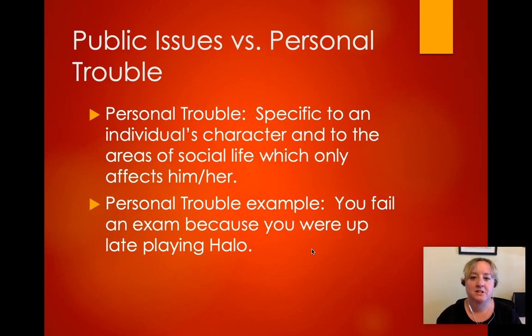A couple ways we're going to talk about this. You have a reading on Canvas called The Promise of the Sociological Imagination. And the reading is going to talk about what are called public issues versus personal troubles. So a personal trouble is something that is very specific to an individual, meaning that it's something that probably only affects you. So an example I gave is you fail an exam because you were up late playing Halo.